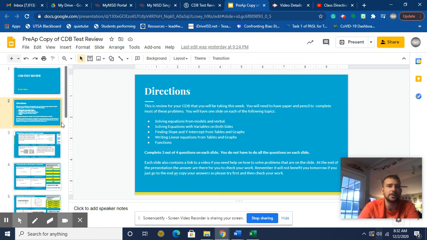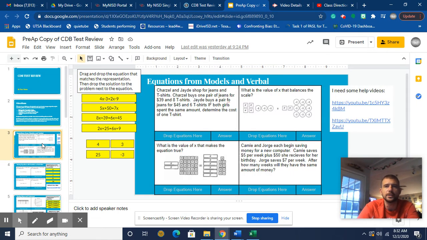So let's take a look at these questions. For example, this is the activity. Here are your videos to help you, so you can click on those. There's 2 of them. And what you have to do on this slide is match the equation to the scenario. So here you have 4 equations. You have 4 problems. Remember, you only need to do 3 of them.